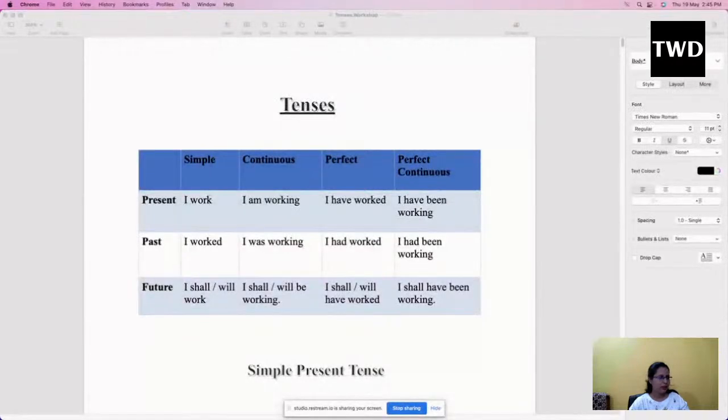Challenge. And as I told you, on day 4, we are going to learn about tenses. Yes, so let me share the screen. I hope the screen is visible to you now.